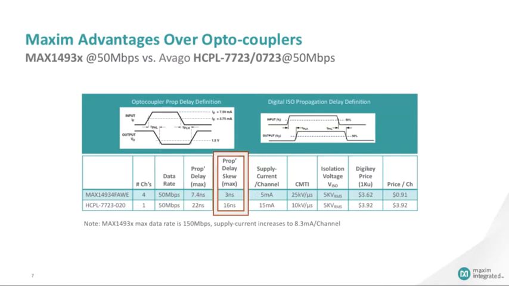Lower propagation delay skew. The Maxim digital isolator has only 3 nanoseconds of skew compared to 16 nanoseconds for the optocoupler. Lower current consumption per channel. The Maxim digital isolator consumes half the current of an optocoupler. And better common mode transient immunity. The Maxim digital isolator features 25 kilovolt per microsecond CMTI compared to the 10 kilovolt per microsecond of the optocoupler.